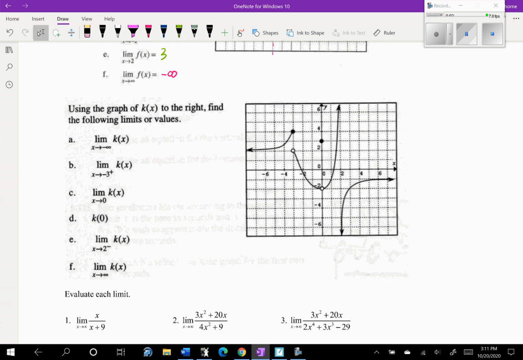Looking at the next ones, we have the limit as x approaches negative infinity. So that would be our graph going this way. And it looks like it has an asymptote at y equals 2. So I would say for this first one that we are approaching this asymptote at 2.